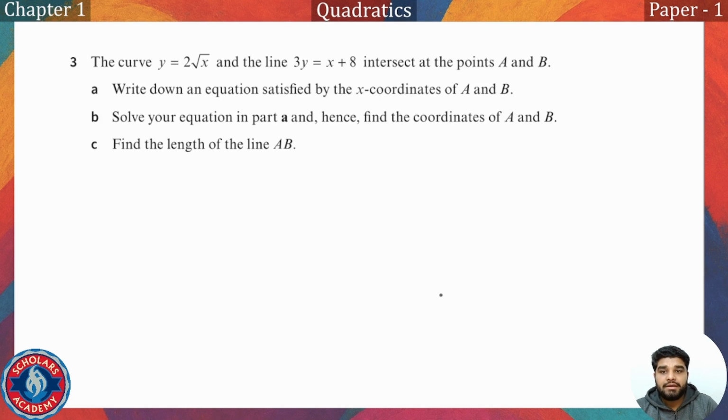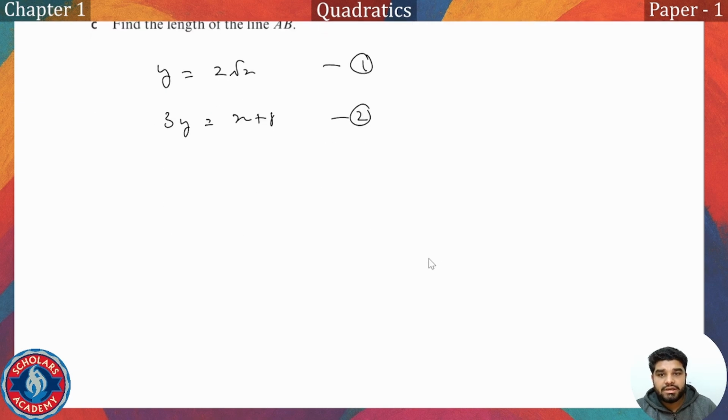Let's move forward. A curve y = 2 root x and the line 3y = x + 8 intersect at points A and B. Write down the equation satisfied by the x coordinate of A and B. Okay, let's try it. We get y = 2 root x, and another equation, 3y = x + 8. If we substitute equation 1 in equation 2, we get 3 times 2 root x = x + 8.